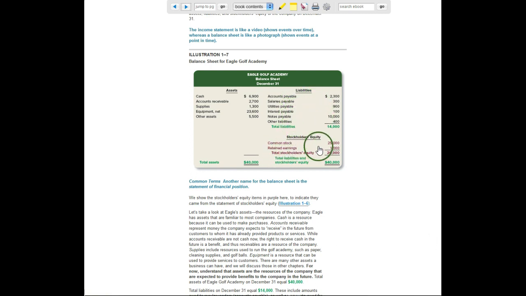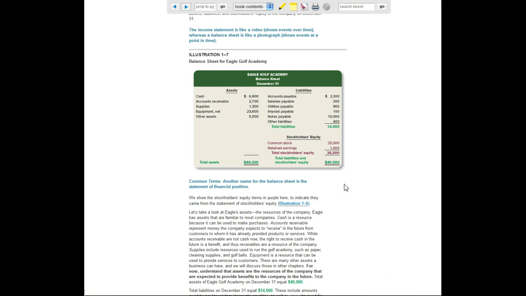And so they had supplies, certain amount, receivables, equipment, various liabilities, and then here are the stockholders' equity amounts. We saw that earlier. And so we have total assets of $40,000 and total liabilities to stockholders' equity of $40,000. That's what's called the balance sheet. It must always balance. The left side must equal the right side.